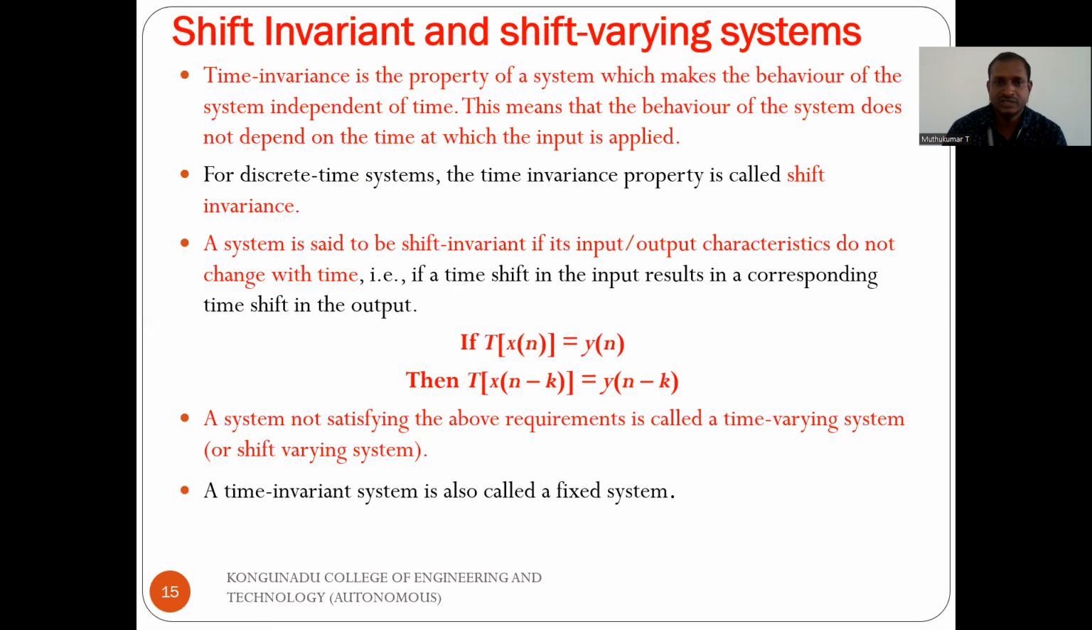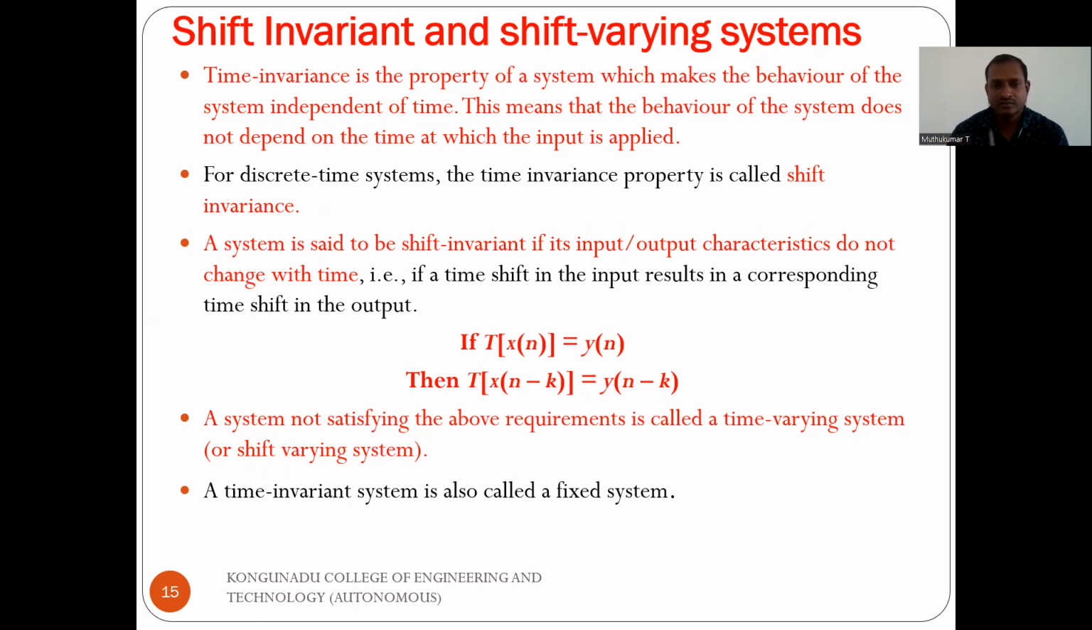The system is said to be shift invariant if its input and output characteristics do not change with respect to time. Mathematically, if T of x(n) is equal to y(n), then T of x(n minus k) equals y(n minus k). A system not satisfying the above requirement is called a time varying system or shift varying system.